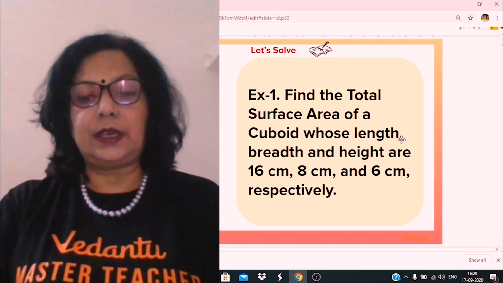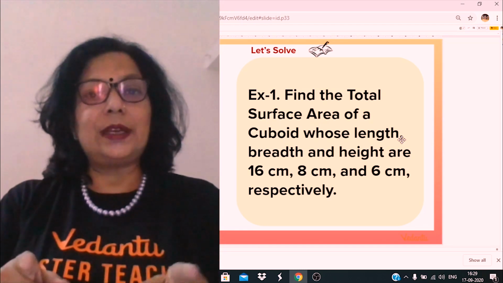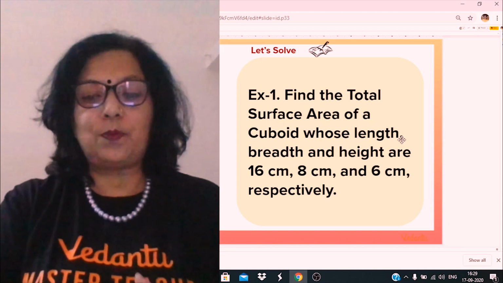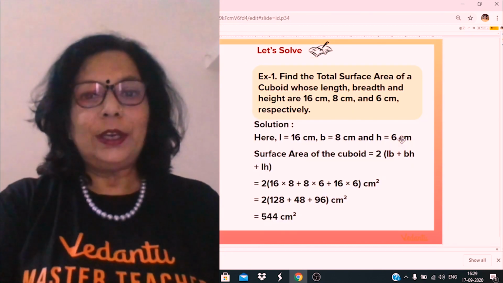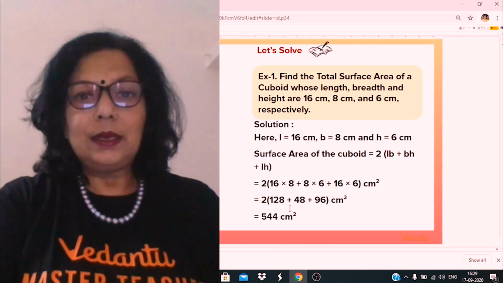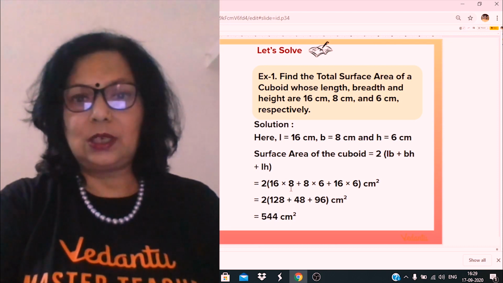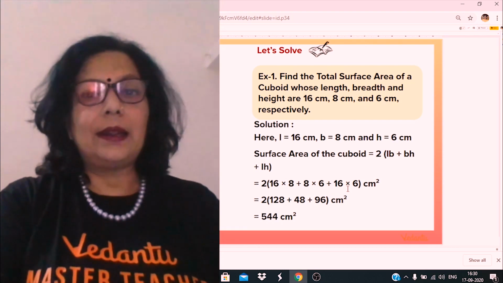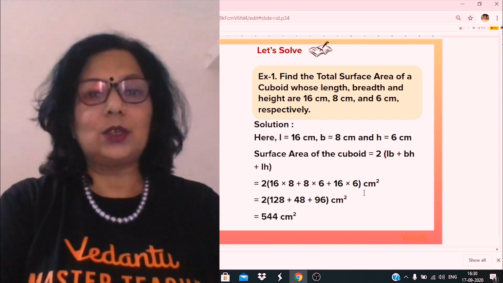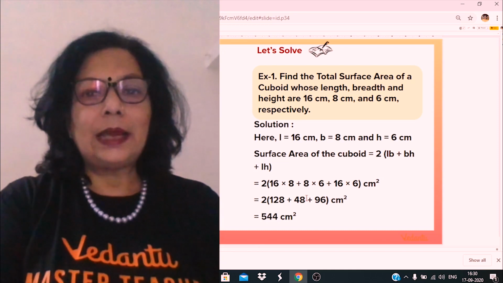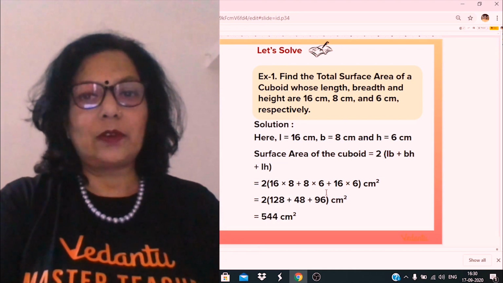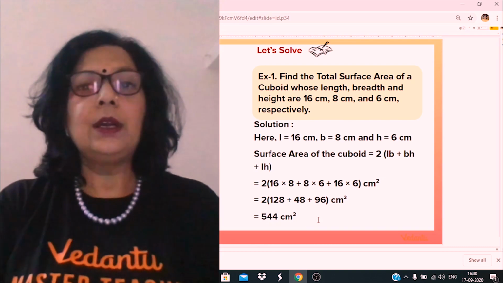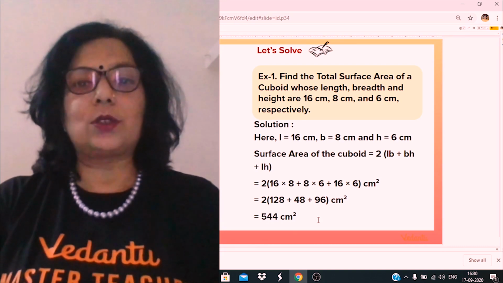Then the formula for total surface area. Total surface area is equal to, yes, recall fast, 2 bracket LB plus BH plus LH. So when you write this, twice length into breadth, that is 16 into 8, breadth into height, that is 8 into 6, and length into height, that is 16 into 6. So when you multiply them correctly, 8 sixes are 48, 16 sixes are 96, 16 eights are 128. You add all of them, you get 544 centimeters square.